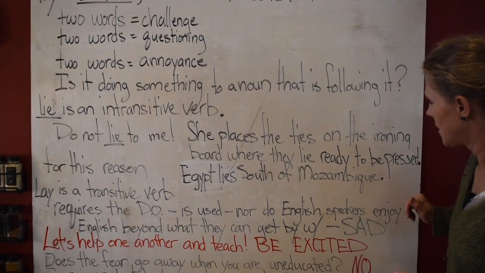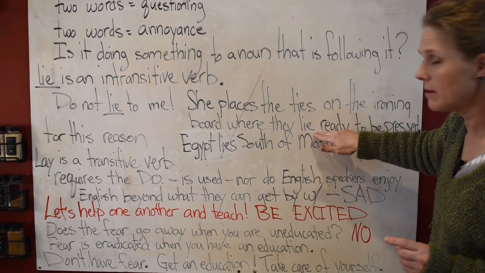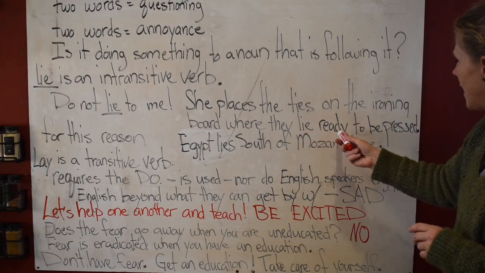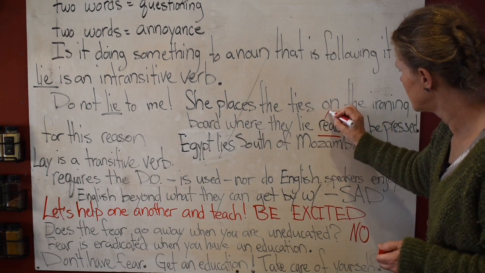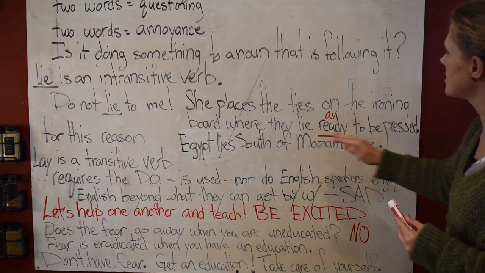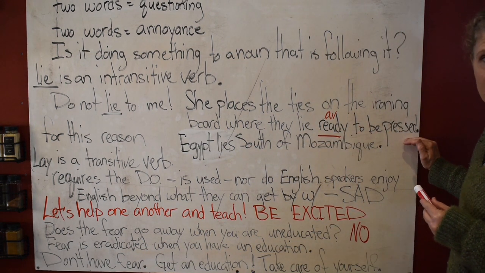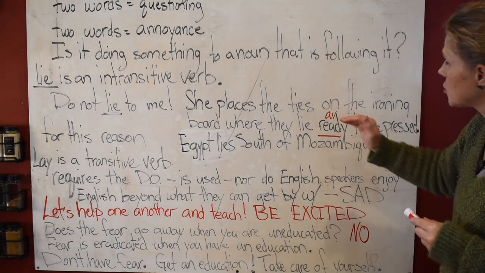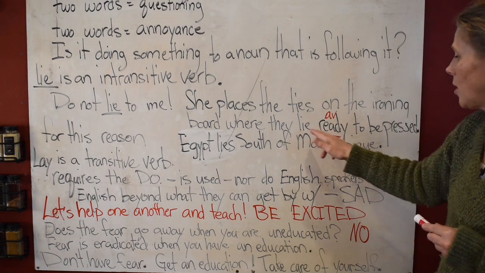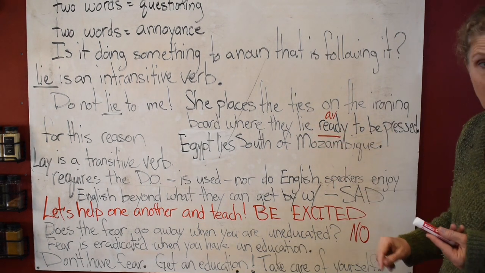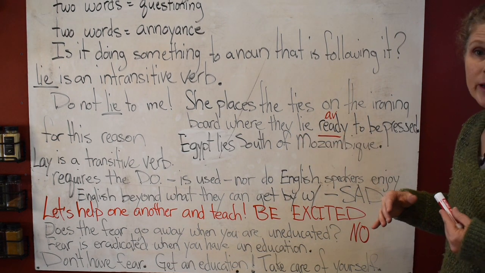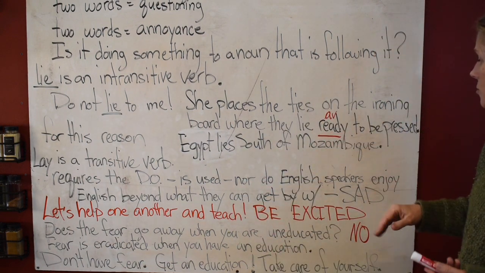So right here we have lie. Do we have a direct object in there? No. They lie ready. Ready is an adverb. Okay? So lie, to be pressed is describing lie. This is an infinitive. Lie is an intransitive verb, so it does not take a direct object. That's why we have an adverb here. The adverb is the one that's modifying lie, not your direct object. So lie is not transferring any action to any word here.